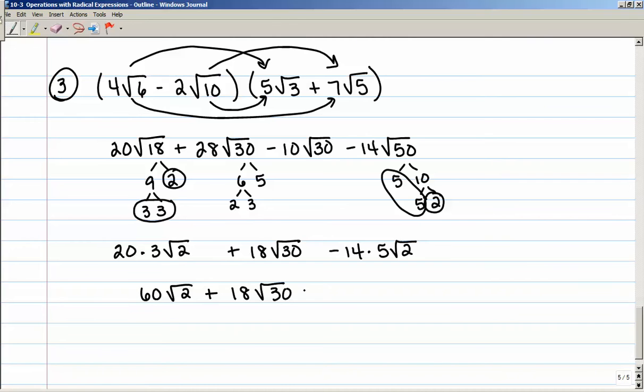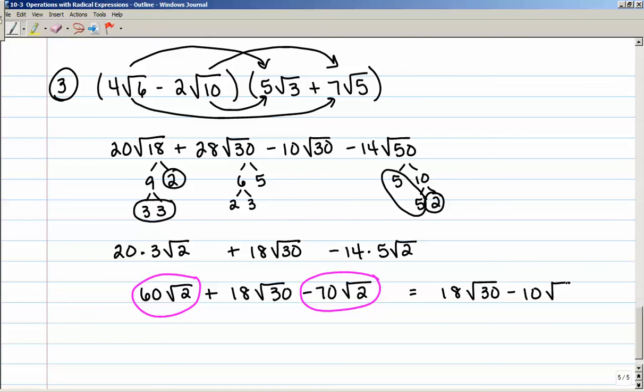Negative 14 times 5 is a negative 70 square root of 2. So now I have two terms that have a square root of 2 in them. So I can combine those. So my final answer is going to be 18 square root of 30 minus 10 square root of 2.